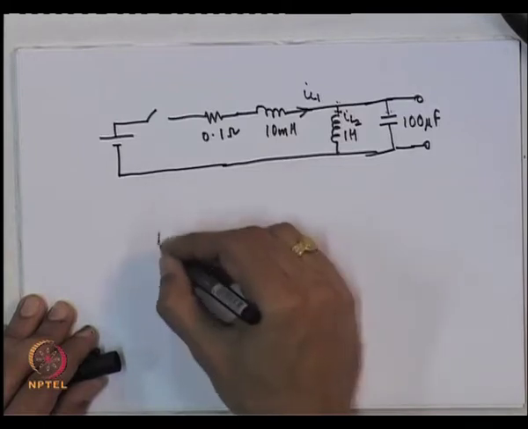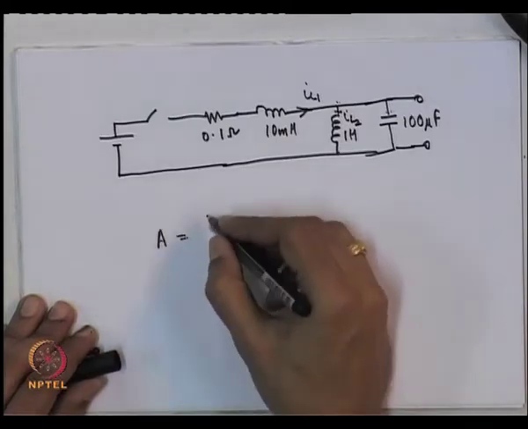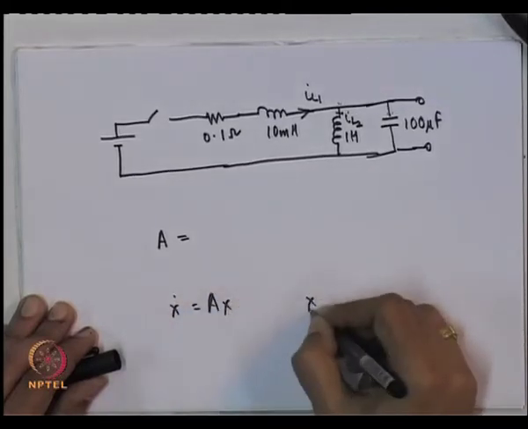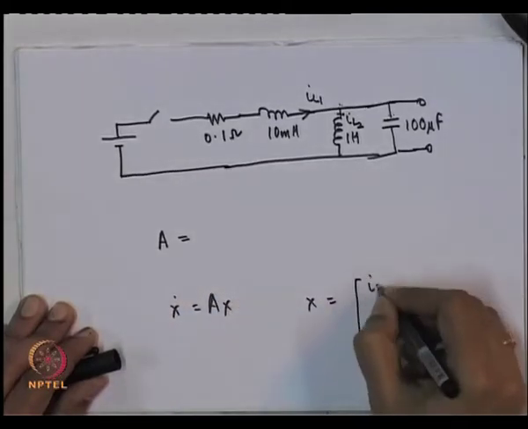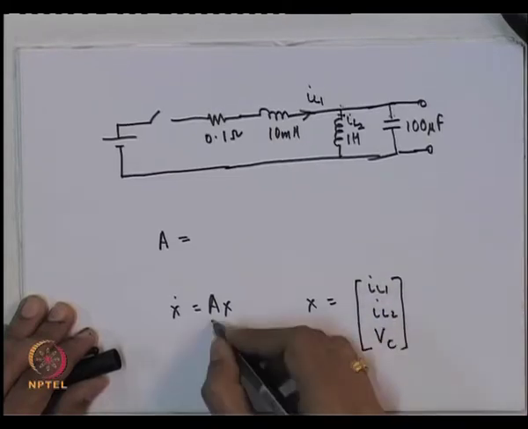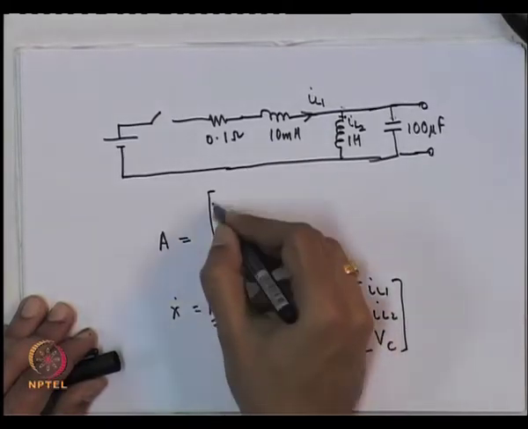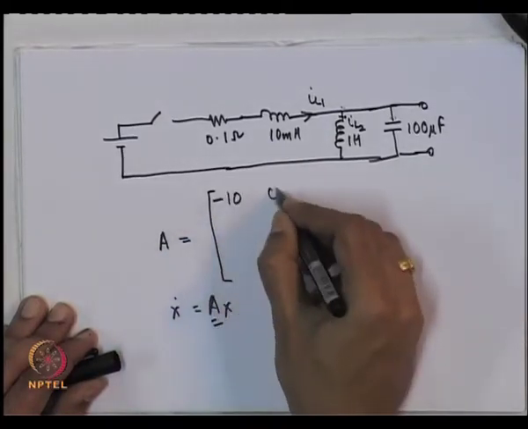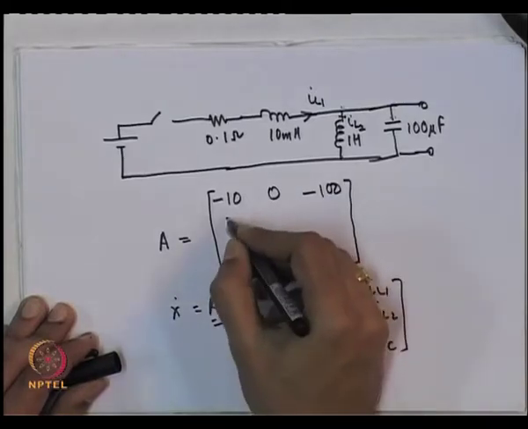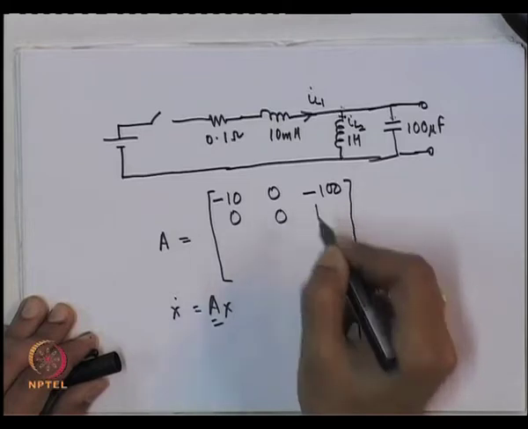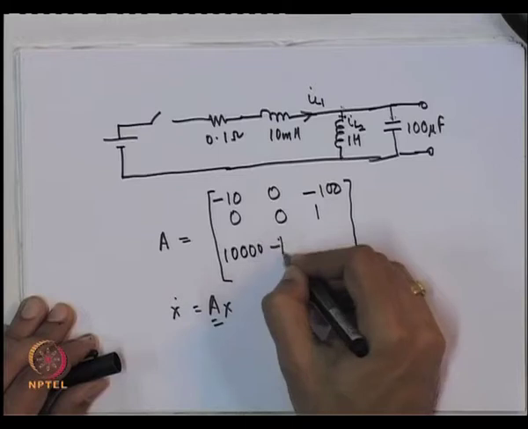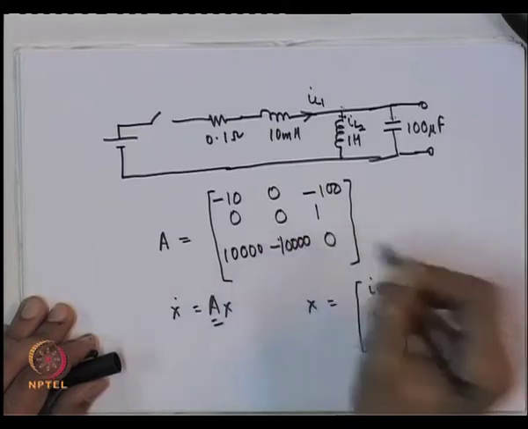If you know the A matrix, you have x dot is equal to A x, where x is equal to IL1, IL2 and Vc. Then this A is equal to minus 10, 0, minus 100, 0, 0, 1. We have done this in a previous class, so I am not reworking this out. This is minus 10,000 and 0. So, this is your A.